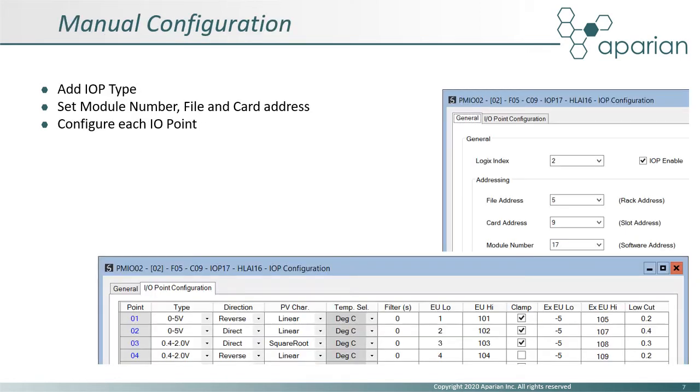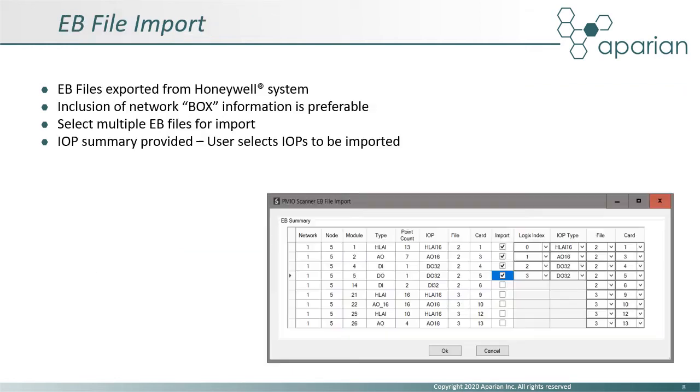When adopting manual configuration, each required IOP is selected and added to the PMIO scanner. The IOP's addressing, including module, file, and card addresses, are configured. Depending on the type of I/O, additional per point or per channel configuration can be applied, including input type and scaling to engineering units.